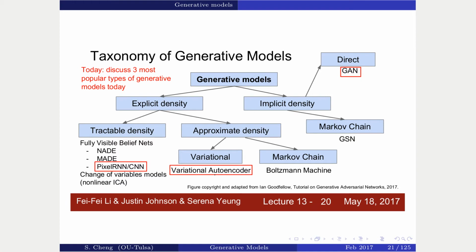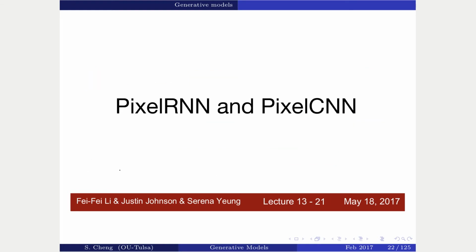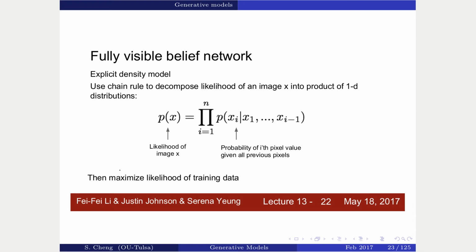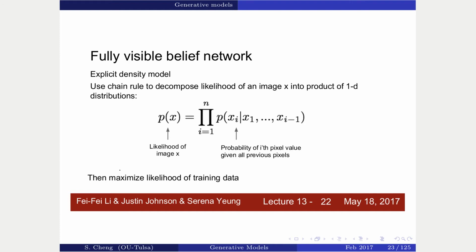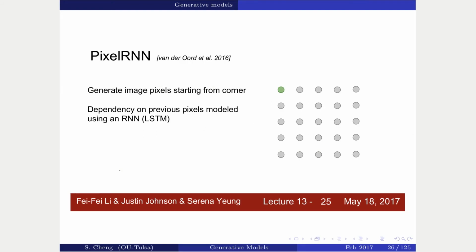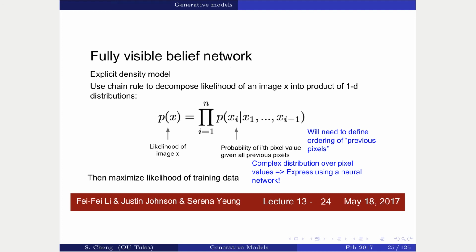Besides this, we also have other models, for example, PixelRNN and PixelCNN. I'll just briefly go through that. If you're interested, you can look at the paper. The paper is this one, from 2016, by Van den Oord. I'm not sure how to pronounce his name.